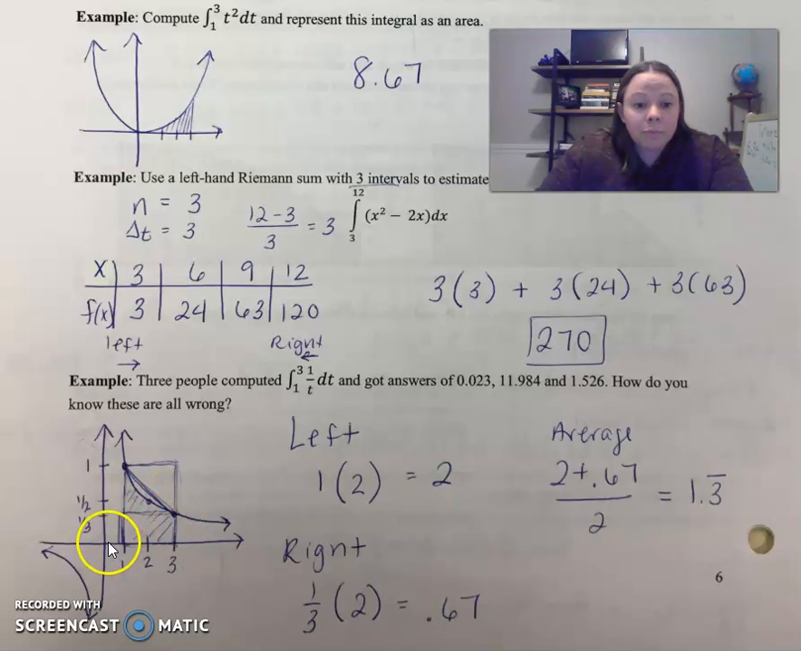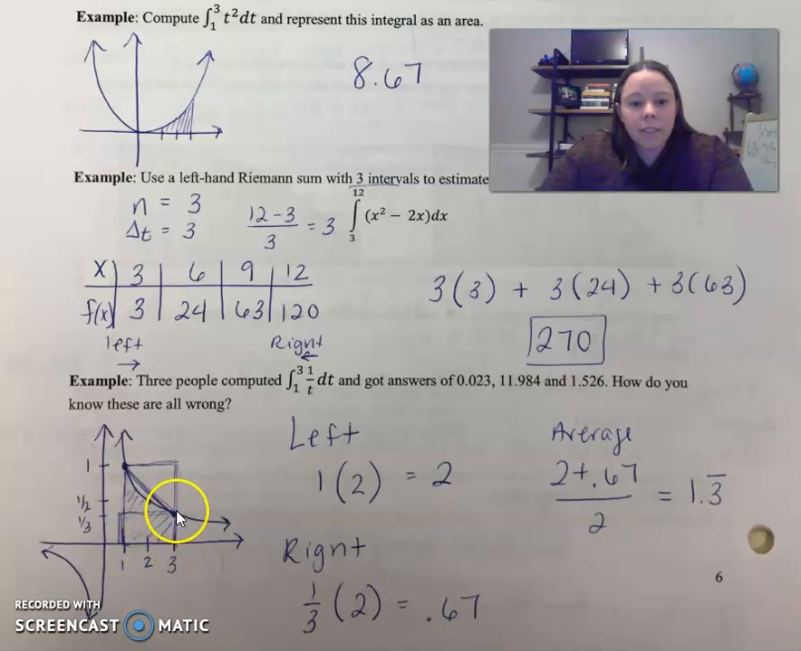So if you do the left side, I'm going to make base length 2, and the left side of that rectangle, the height is 1. So that's where this 1 times 2 is coming from. That's the left estimate of the area under that curve, and you get a big 2. So already you can throw out that 11.984. That is over my overestimate. It is obviously wrong.